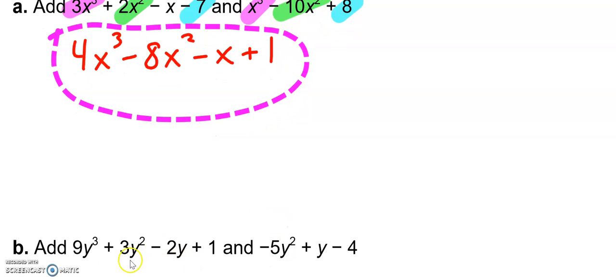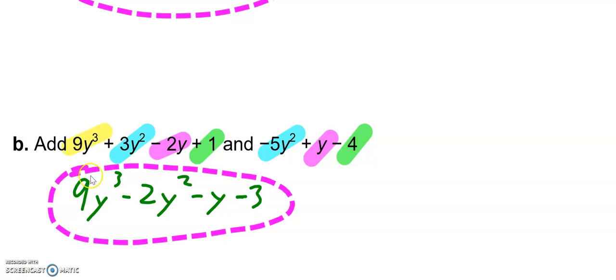I want you to try this. Pause the video. Unpause when you're ready to check. Okay, so here I have two different y squareds, so those are like terms. A y to the first and a y to the first, those are like terms. A number without a y, a number without a y, those are like terms.